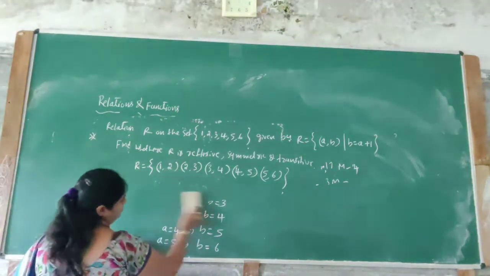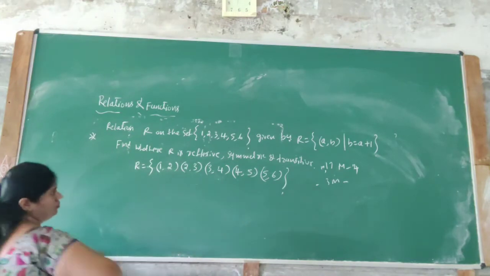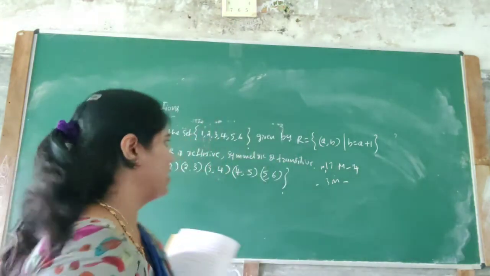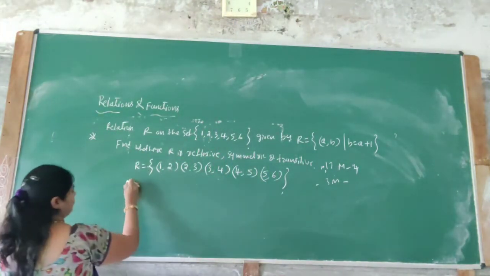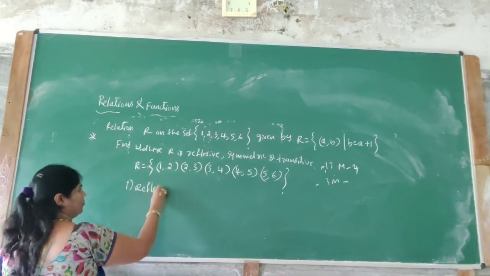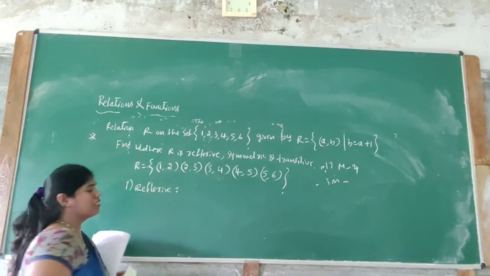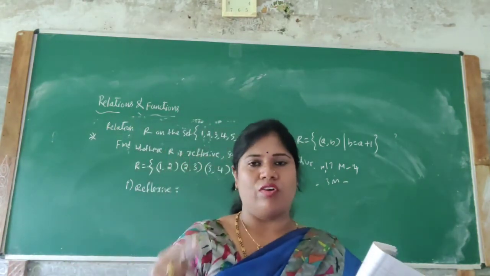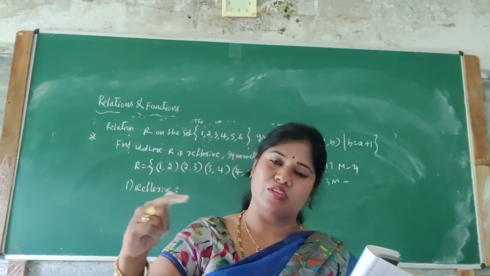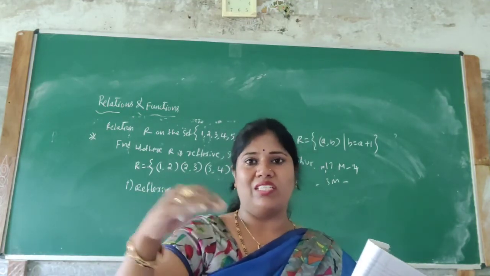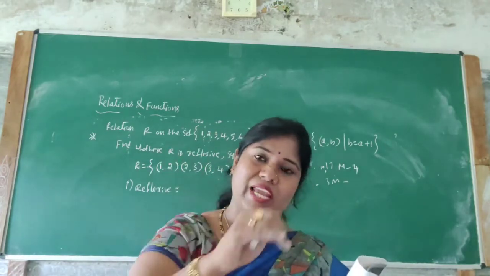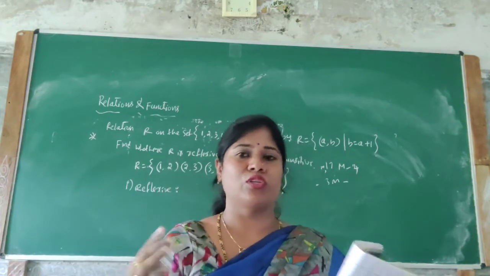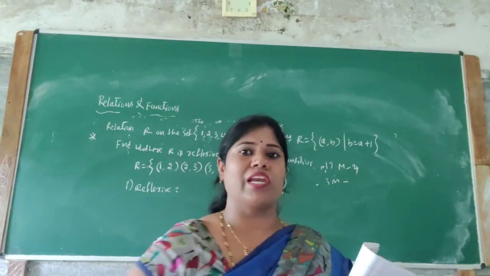Okay, correct. By this we have to check whether it is reflexive, symmetric or transitive. First one is reflexive. I have already told the definition. What is the reflexive relation definition? For all a belongs to A, (a, a) should also belong to the relation R. That is, a is related to itself: 1 should be related to itself, 2 should be related to itself, 3 should be related to itself.